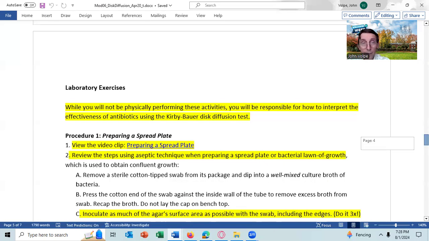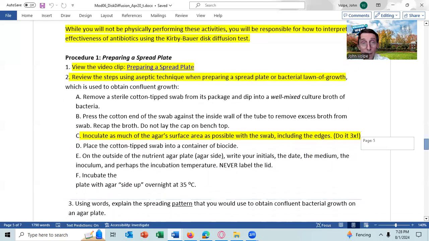For procedure 1, we have preparing a spread plate, and you're going to watch this video clip on preparing a spread plate. You can review the steps using aseptic technique when you're preparing a spread plate to obtain a bacterial lawn of growth. And let me go ahead and just detail that a little bit.